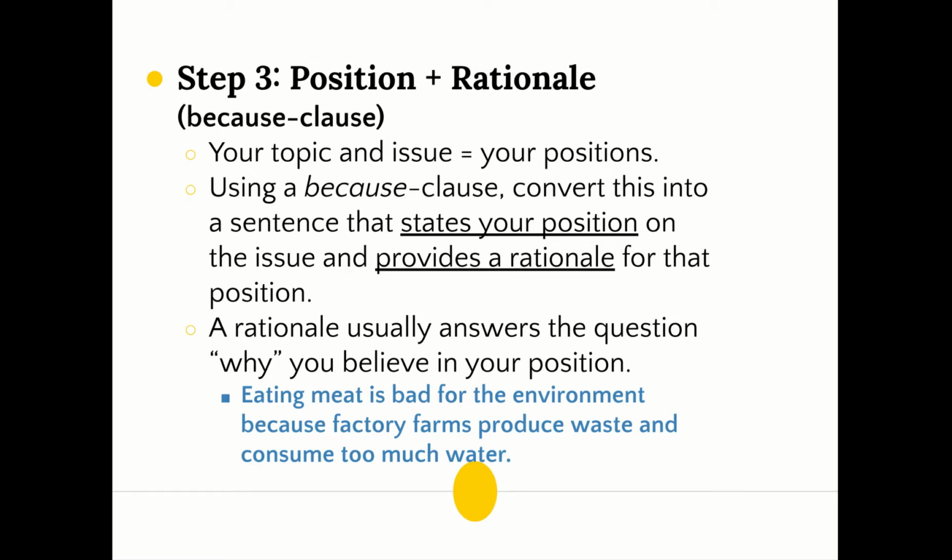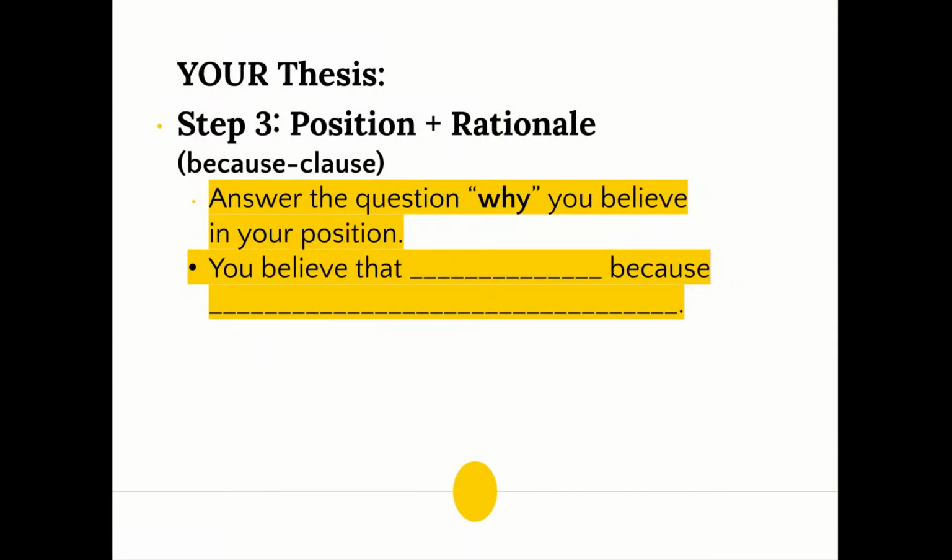So for the meat example, eating meat is bad for the environment because, there's the because, factory farms produce waste and consume too much water. Okay, and there are other reasons people could argue for this, but here's, for our example, the main one that we would be forming our thoughts around. So do that for yourself. Answer the question why you believe in your position. Okay, you believe blank because. So think through the because. If you've been doing the research, then you should have some strong ideas here.